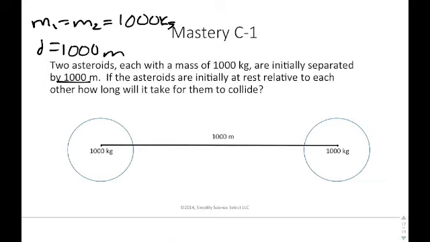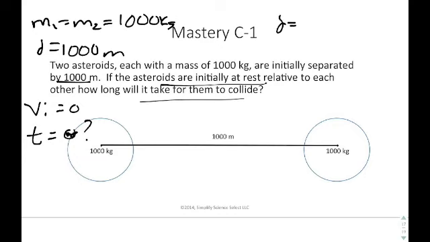Now, if the asteroids are initially at rest, so I know V_i equals 0, how long will it take for them to collide? So I'm actually looking for a time. Whenever you're looking for a time, a lot of the times you need to use one of the kinematics motion equations. So we need to figure out how we can get a third variable. If I were to make a guess at this point, the equation that I'm going to have to use is d equals V_i t plus 1/2 a t squared.